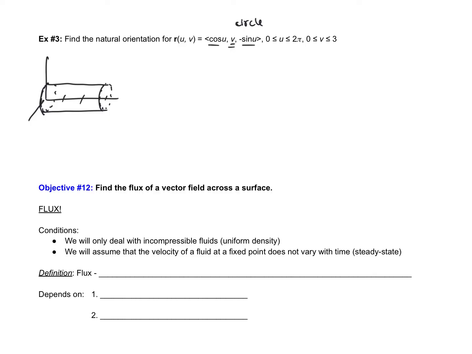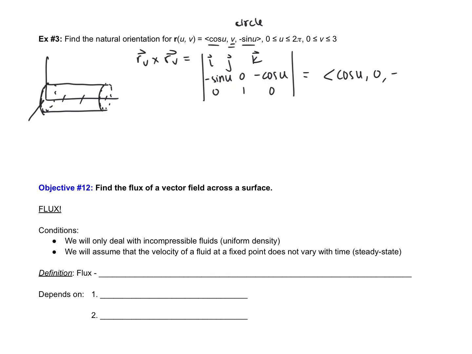So to find the orientation, I'm going to have to find the partial with respect to u, cross it with the partial with respect to v. So I have i, j, k. My partial with respect to u is negative sine of u, 0, negative cosine of u. Partial with respect to v is 0, 1, 0. And that ends up being cosine of u, comma 0, comma negative sine of u. Now to make this a unit vector, I'm going to have to divide by the magnitude. The magnitude is just 1. So that means n, our unit normal vector, is cosine of u, comma 0, comma negative sine of u.